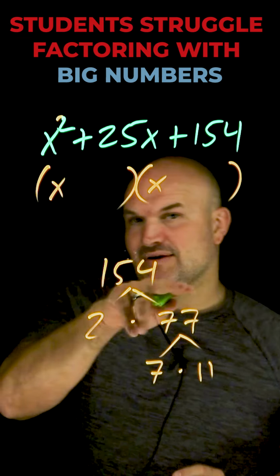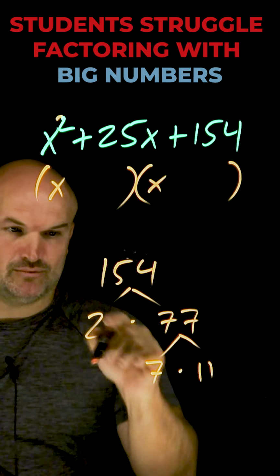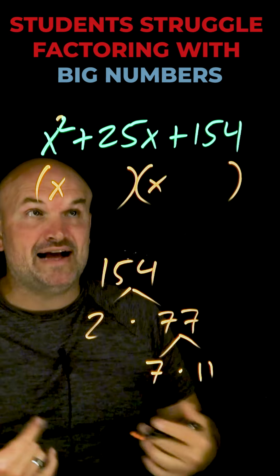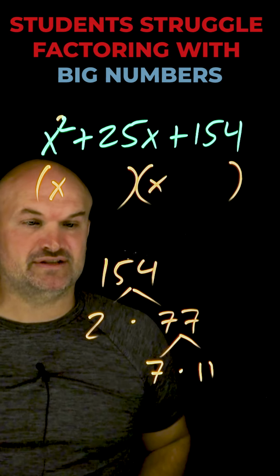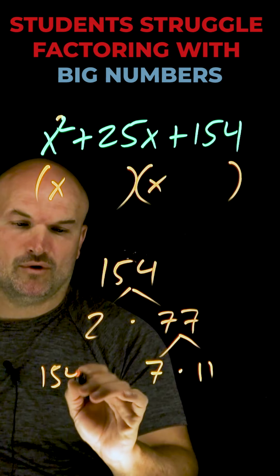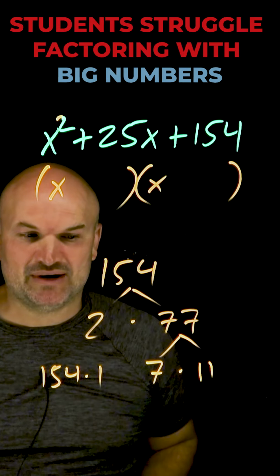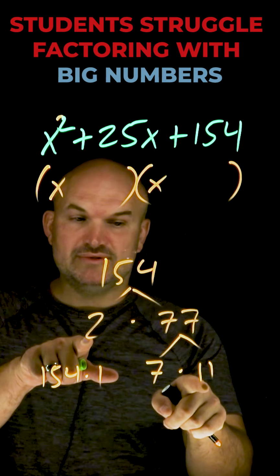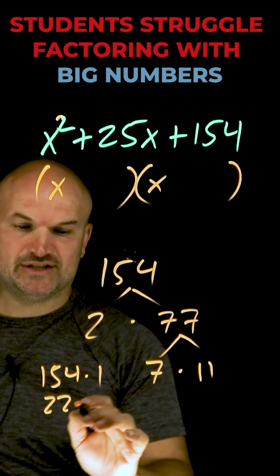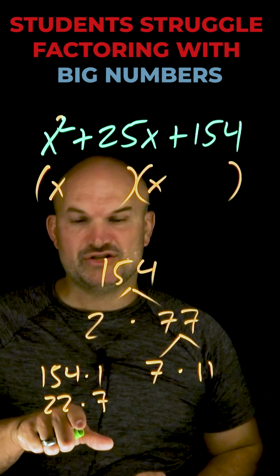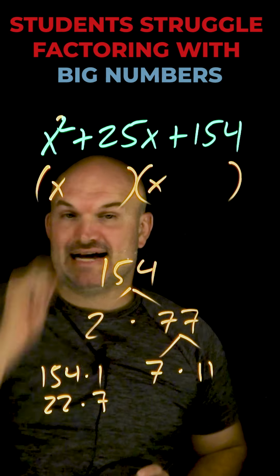Once I have broken down a number into its prime factorization, which is 2 times 7 times 11, I can now identify factors that would evenly divide into 154. Now I know 154 times 1 gives me 154, right? But those do not add to give us 25. Now I can multiply 2 times 11, which would be 22, times 7, right? That multiplies to give us 154, but unfortunately that adds to give us 29, not 25.